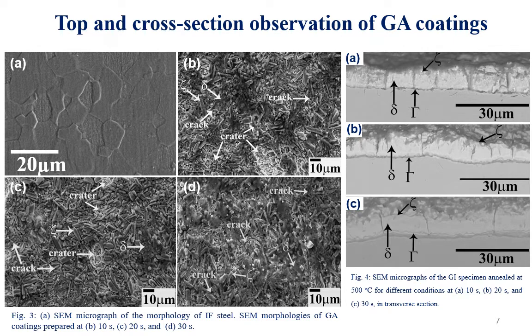However, you have observed cracks in the galvannealed coating, but we haven't observed cracks in the galvanizing coating. Because in the case of the galvannealed coating, phase transformation takes place. That's why you have observed cracks in the coating.